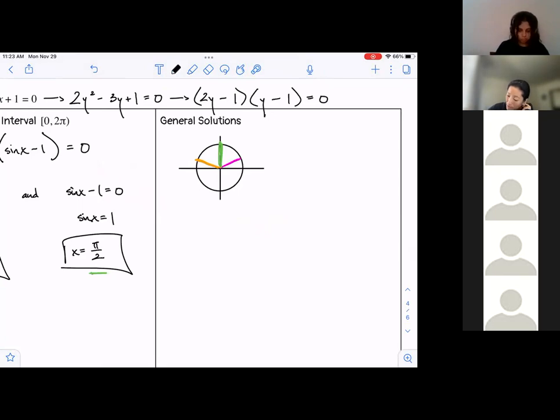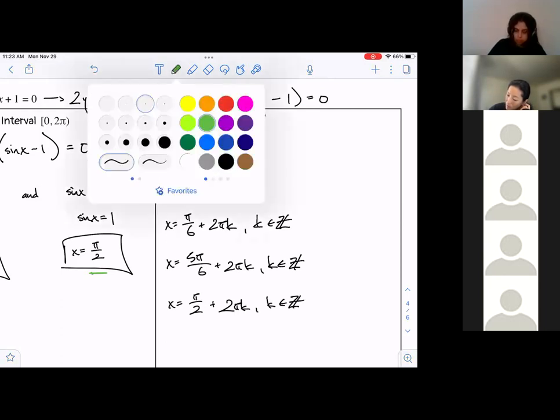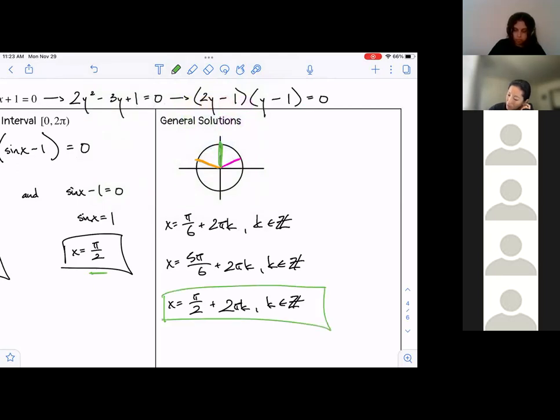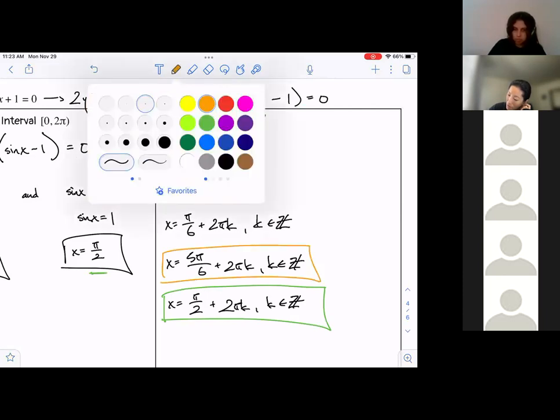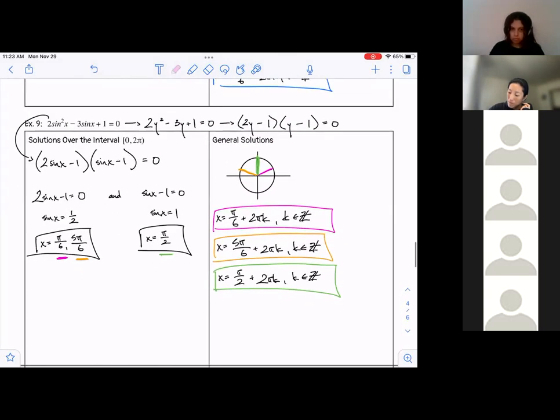So we'll get x equals pi over 6 plus 2 pi k, where k is an integer, x equals 5 pi over 6 plus 2 pi k, where k is an integer, and x equals pi over 2 plus 2 pi k, where k is an integer. All right, so we have our green solution, we have our orange solution, and we have our pink solution.